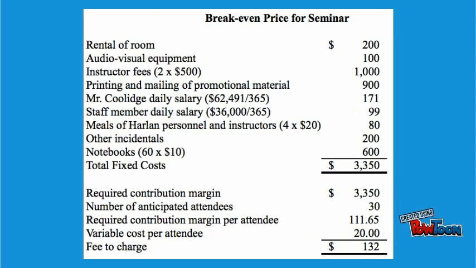To calculate which fee should be charged for the seminar based on an anticipated attendance of 30 people, I divided the total fixed costs, or required contribution margin, by the number of people Mr. Coolidge estimates will participate. After adding the cost of meals and refreshments, also known as the variable cost per attendee, we are left with $132 as the fee to charge for each attendee.